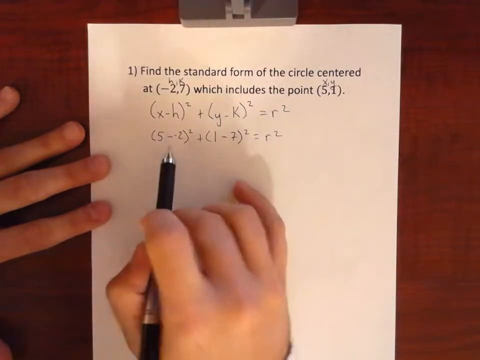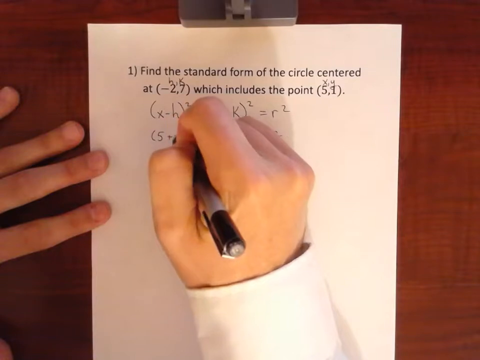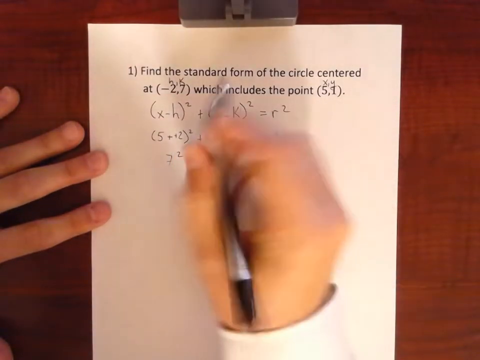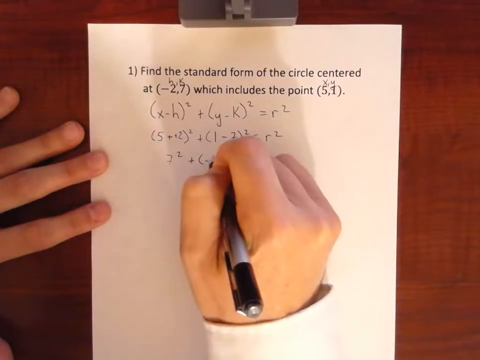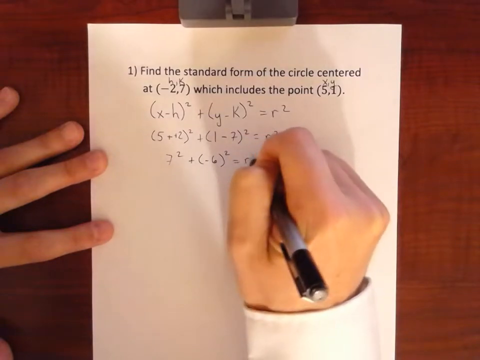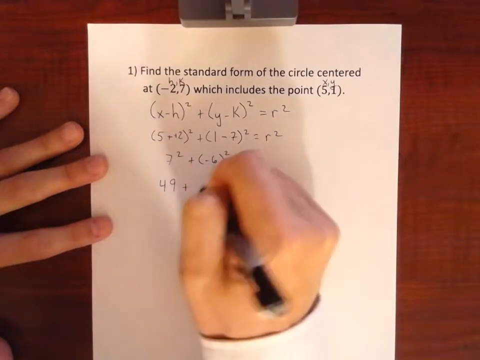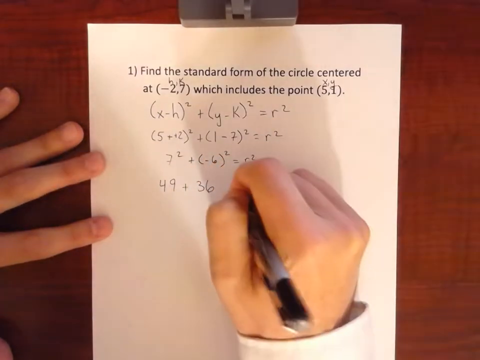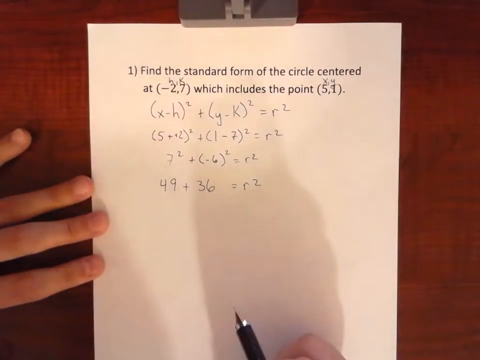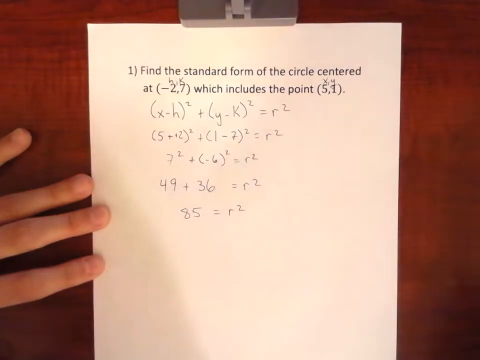Now when I subtract here, 5 minus a -2, of course I'm going to add. So that will be 7 squared. 1 minus 7 is -6 squared equals r squared. And so I've got 49 plus 36 equals r squared. Well, 49 plus 36 is 85. So now I know what my r squared is.